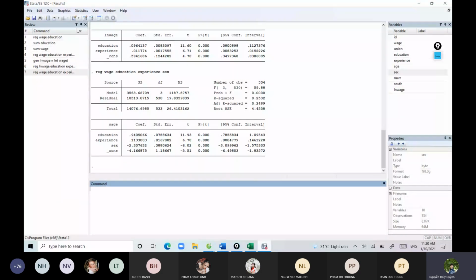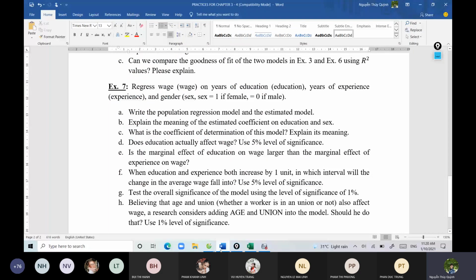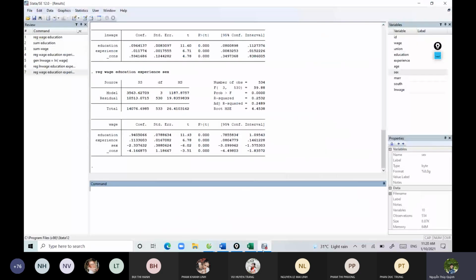Okay, so does education actually affect wage? At a 5% level of significance, does education significantly affect wage? Here we have to do a test, a hypothesis testing. What do we have to do now? So does education actually affect the value of wage? What do we have to do here?